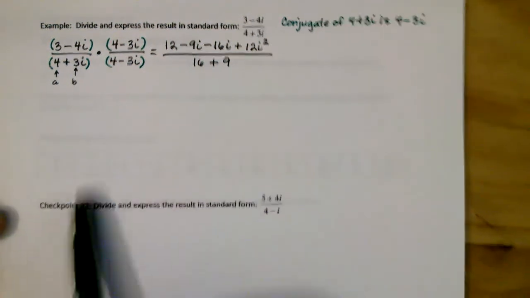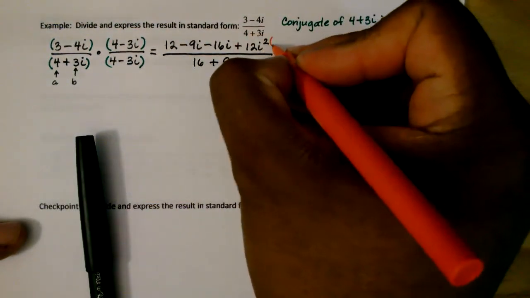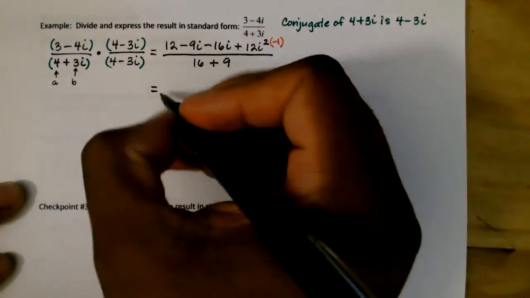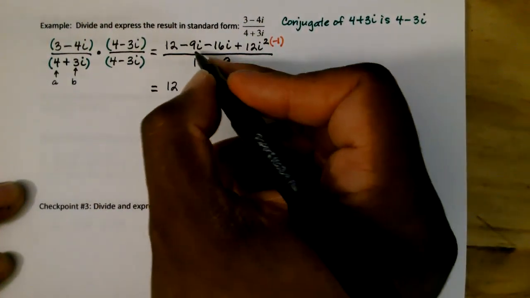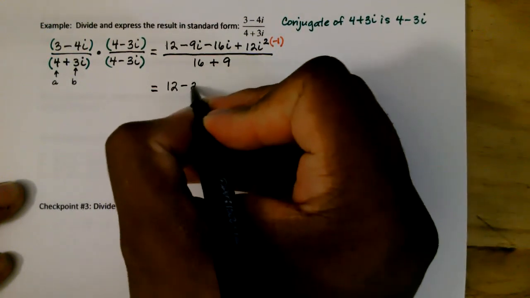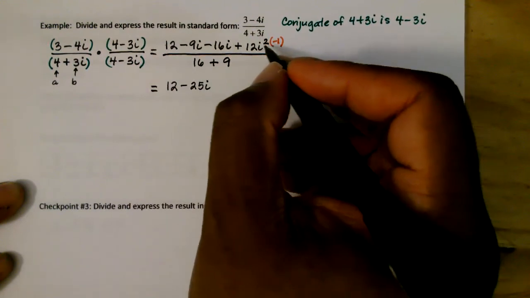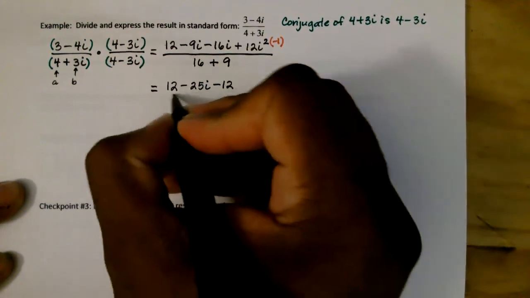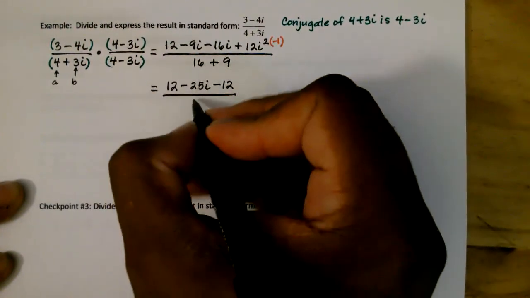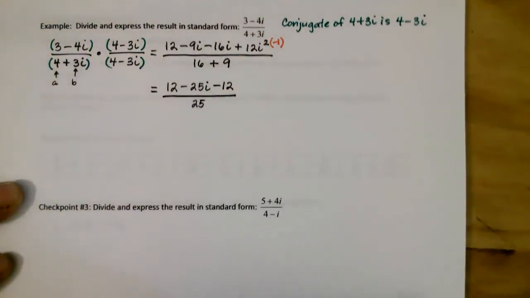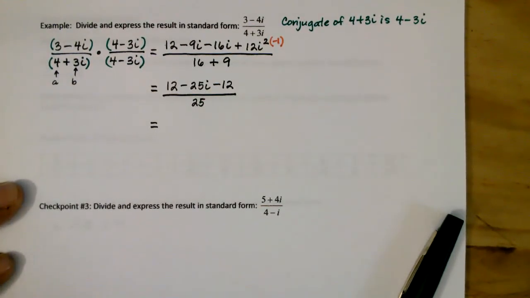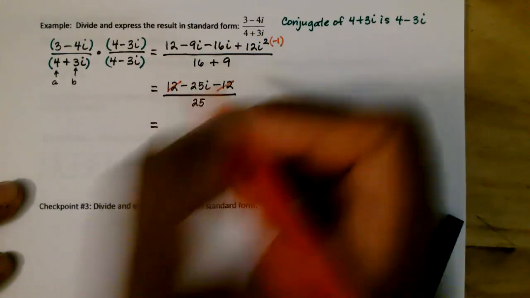Now, let's simplify this numerator. This i squared is negative 1. I'm putting the negative 1 there for i squared, because that's what it's equal to. Let's simplify that numerator. Bring down the 12. Negative 9i minus 16i will be a minus 25i. Since i squared is negative 1, that negative 1 will make the plus 12 minus 12. I'll divide it by 16 plus 9, that's 25. And notice 12 minus 12 ends up being 0, so that's gone.